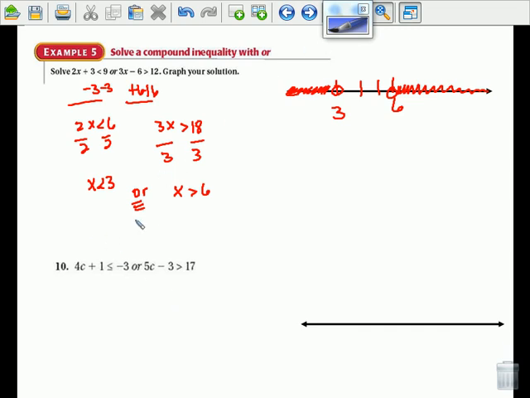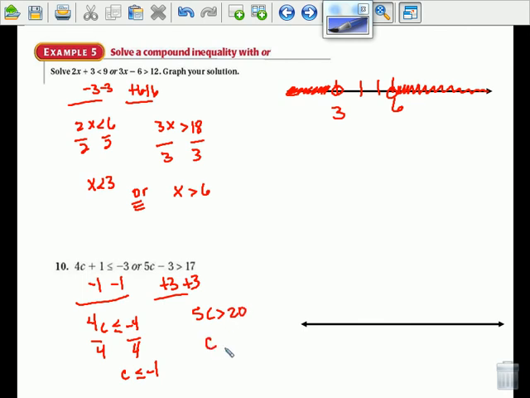Let's try another one. I will subtract 1. So 4c is less than or equal to negative 4. Divide by 4. C is less than or equal to negative 1. Notice, even though my answer is negative, you don't flip the inequality unless you're dividing or multiplying by a negative. And here I'll add the 3. So 5c is greater than 20. When I divide by 5, I get c is greater than 4. And again, don't forget your "or."